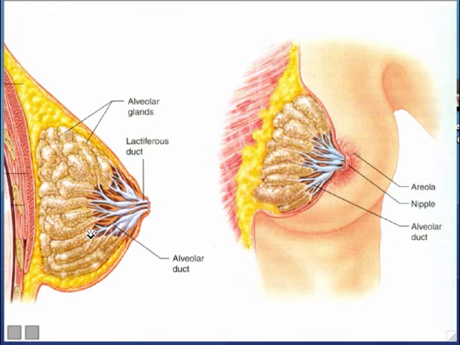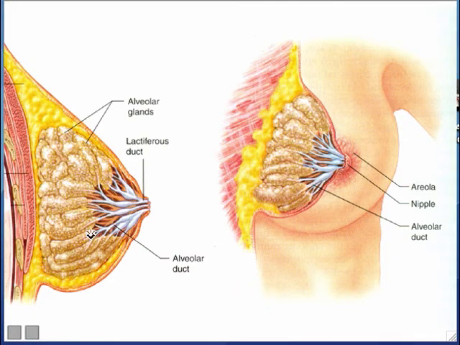And if you follow the alveolar ducts, you can see that they showed these sort of golden round things at the end of each alveolar duct. Those are called the alveolar glands. Those are the glands that make the milk. So the milk is made in those glands, then it flows through the alveolar ducts, and then those ducts merge, and now they're called lactiferous ducts, and then the milk comes out the end of the nipple there.